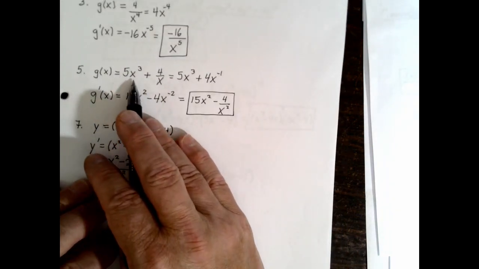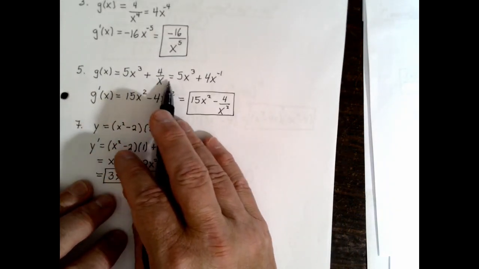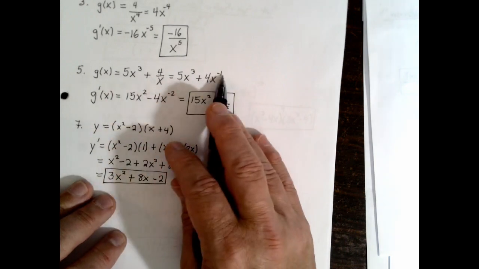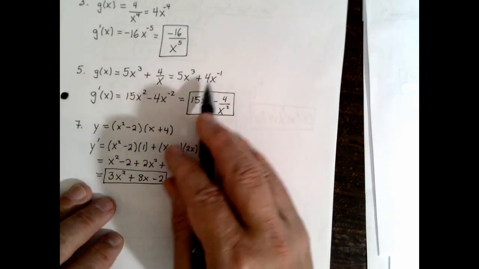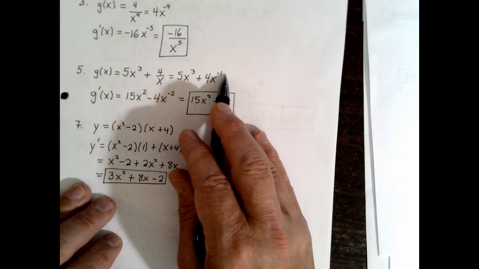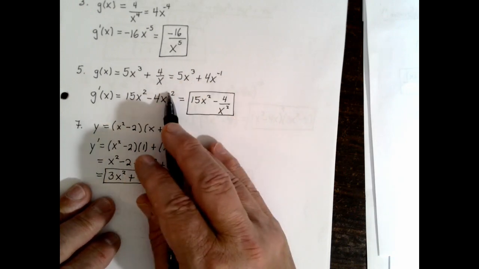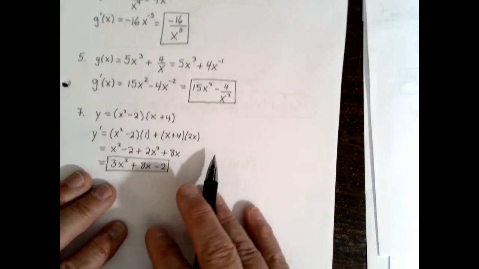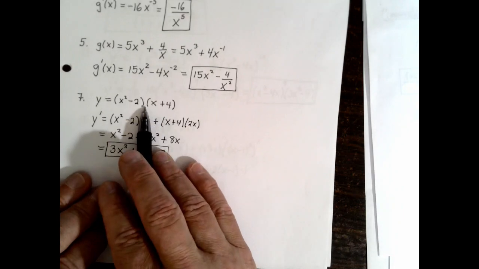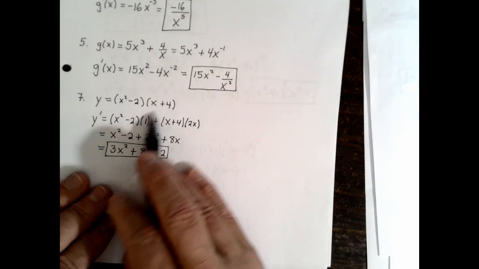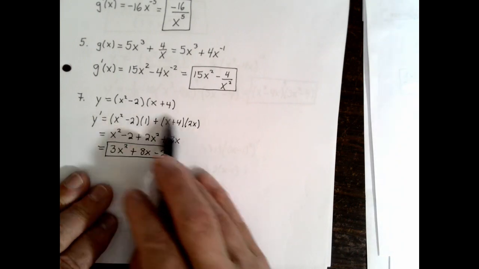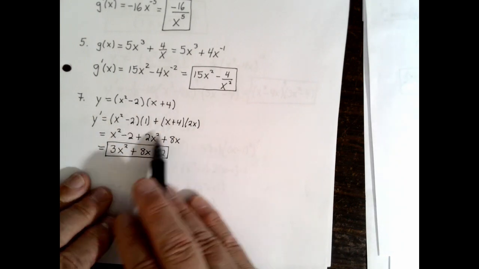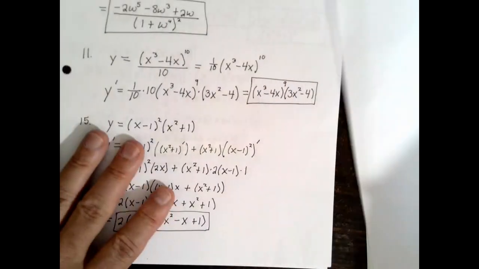This one you're going to take the derivative of this guy, but you want to write that as 4x to the negative 1 to make it easier. So that's 15x to the second. That's negative 4x to the negative 2. And you write that with a positive 2 in the denominator. This one you're using the product rule. So the first untouched times the derivative of the second, which is just 1, plus the second untouched times the derivative of the first, which is 2x. Multiply everything out and combine like terms.